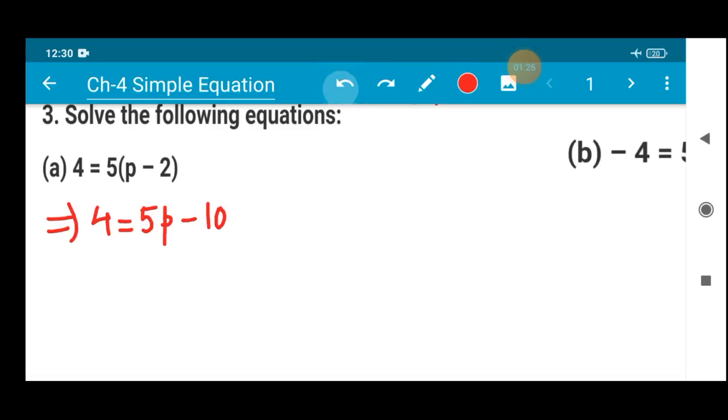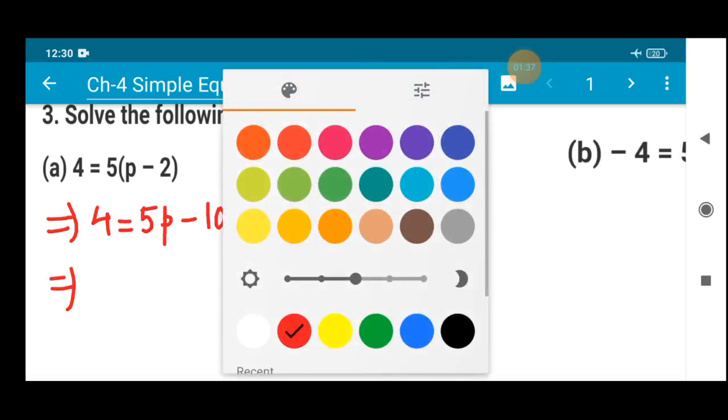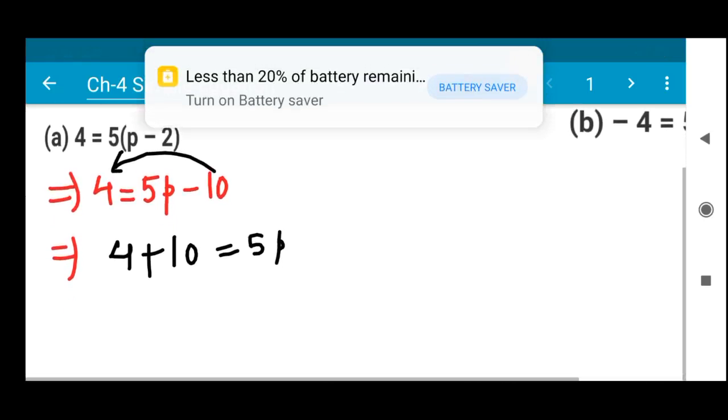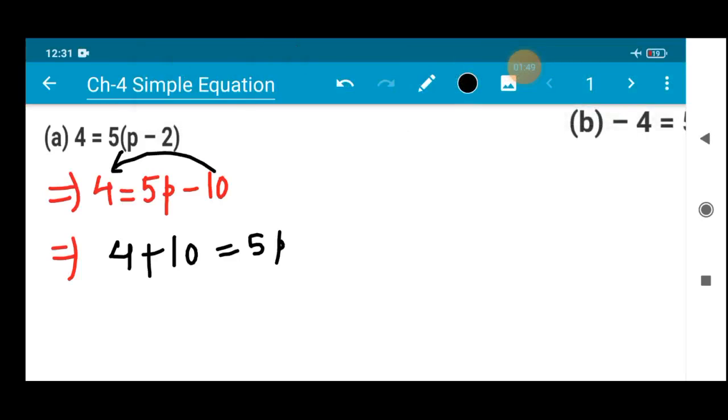Now, next, this 10 I can transpose to this side, because our equal to sign is over here. If I transpose this minus 10 to that side, it will become 4 plus 10, right, is equal to 5p will be alone there, because our focus is to make our variable alone, isn't it? Next, 4 plus 10, you all know it is 14, is equal to 5p.